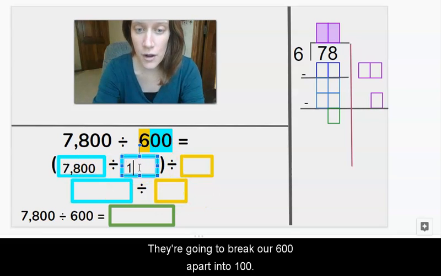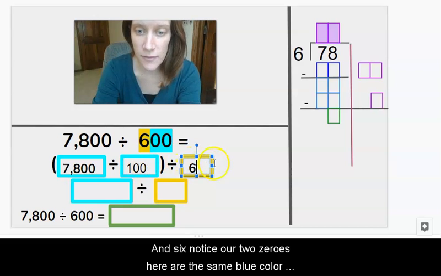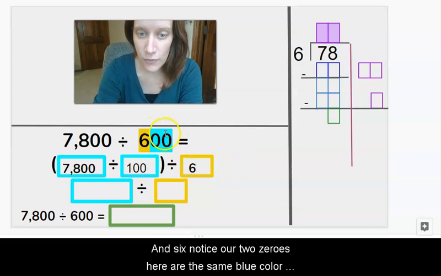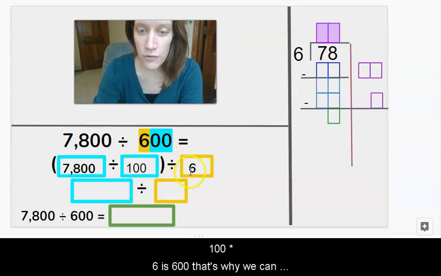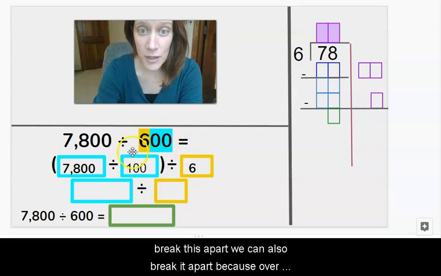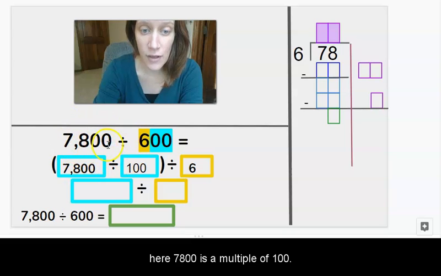So we're going to break our 600 apart into 100 and 6. Notice our two zeros here are the same blue color that matches here, and our 6 is yellow, it matches right here. 100 times 6 is 600. That's why we can break this apart. We can also break it apart because over here, 7,800 is a multiple of 100.